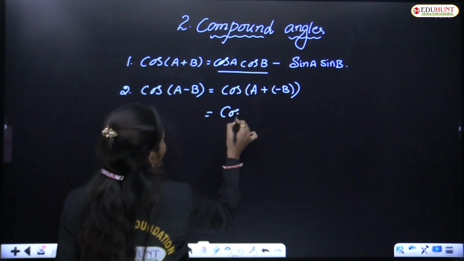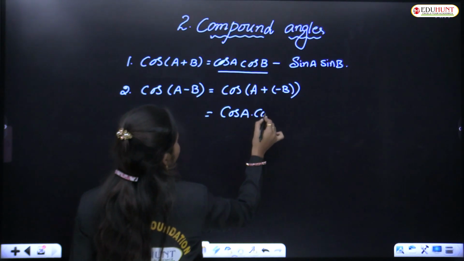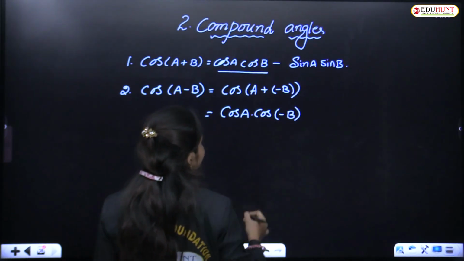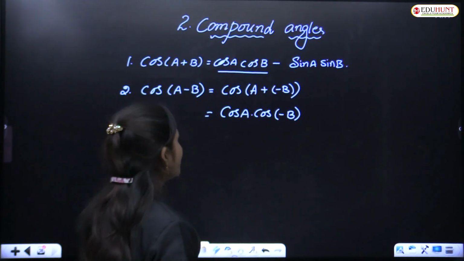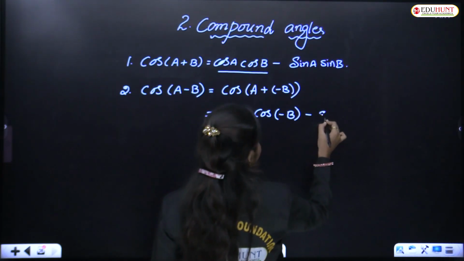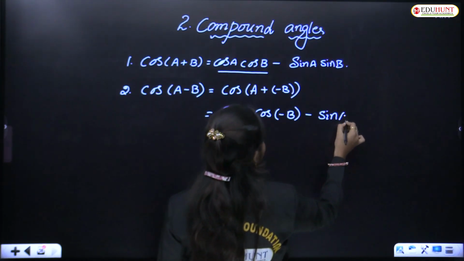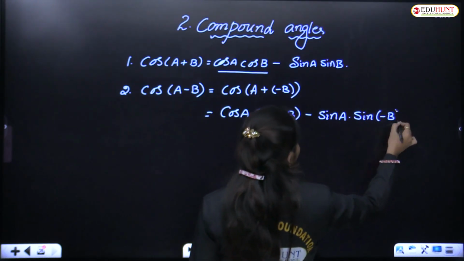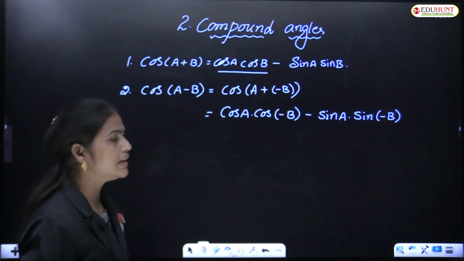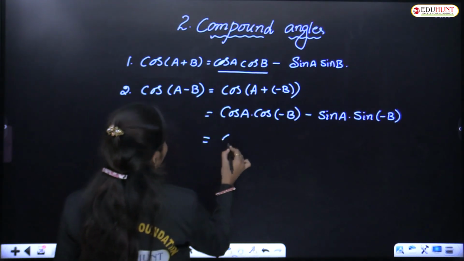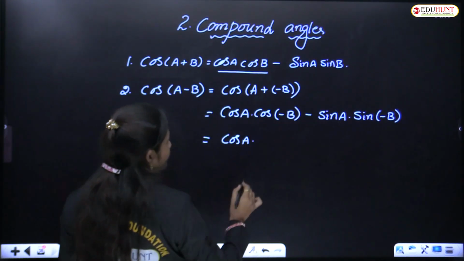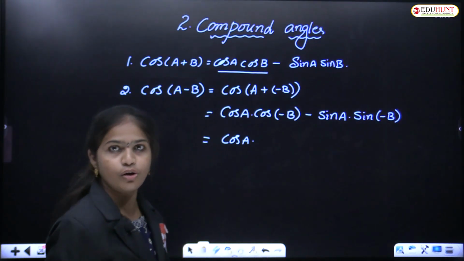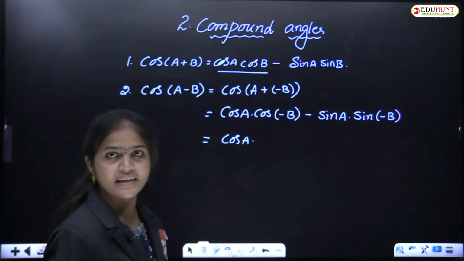So write cos a cos b. At the place of b, we have to write the negative angle, that is cos of minus b. Cos a cos b minus sin a sin b. So at the place of b, they gave here minus b, no? So write that minus b. Clear? So which is equal to cos a, and we know that cos of any negative angle is always positive. Okay, already we know that, we learnt in trigonometric ratios, right?